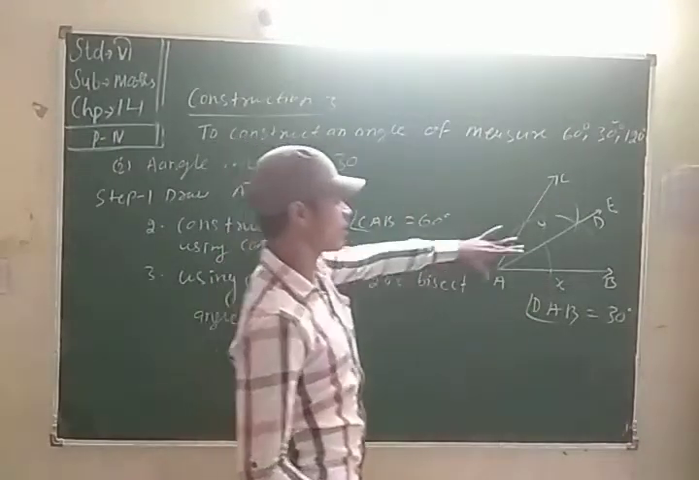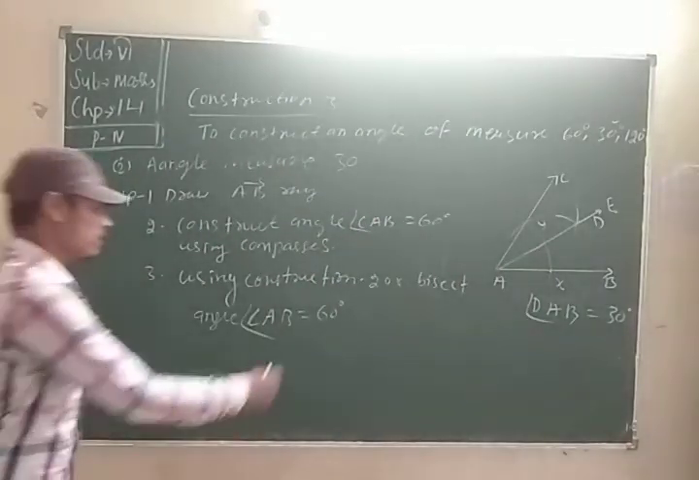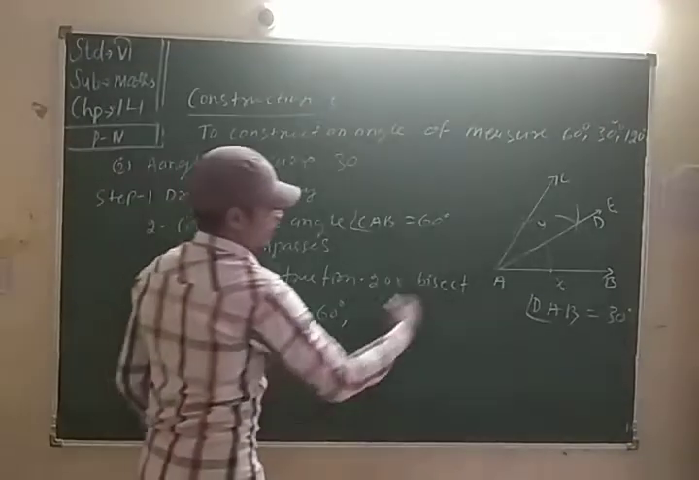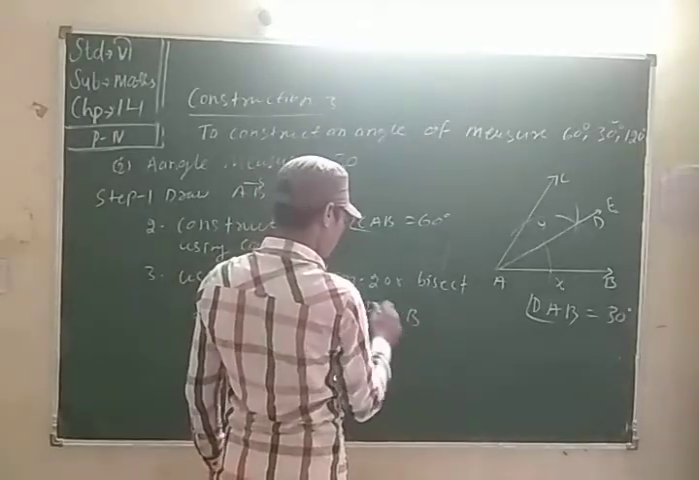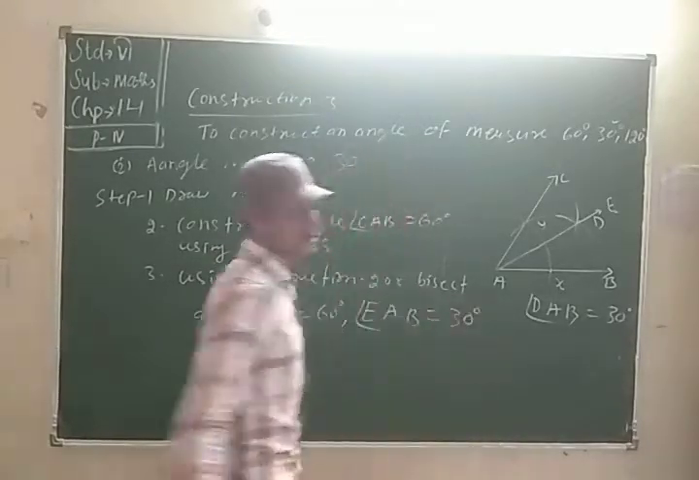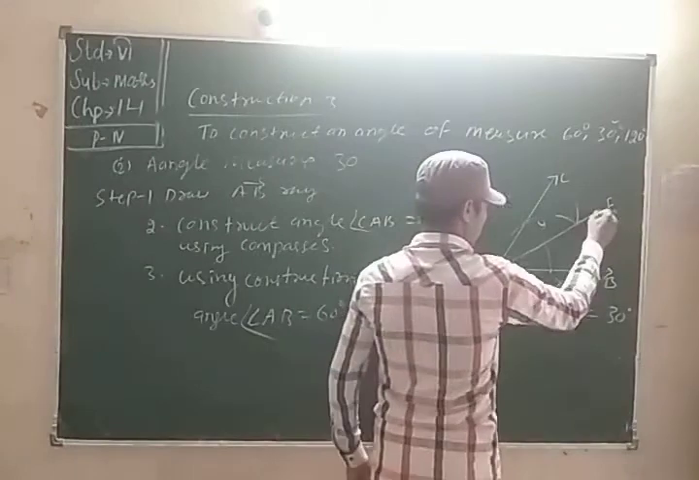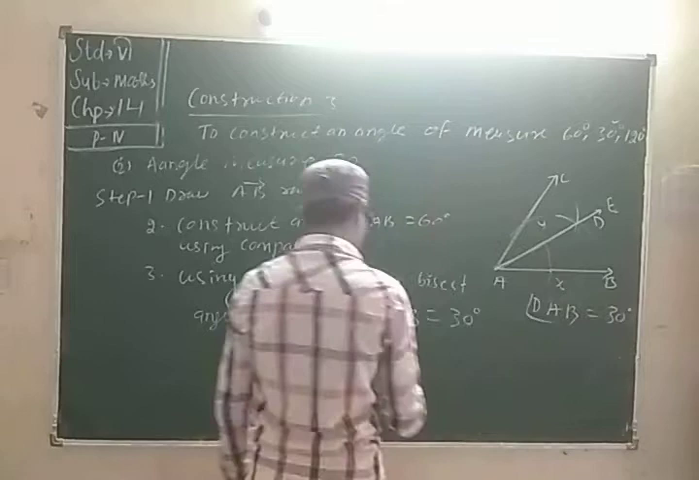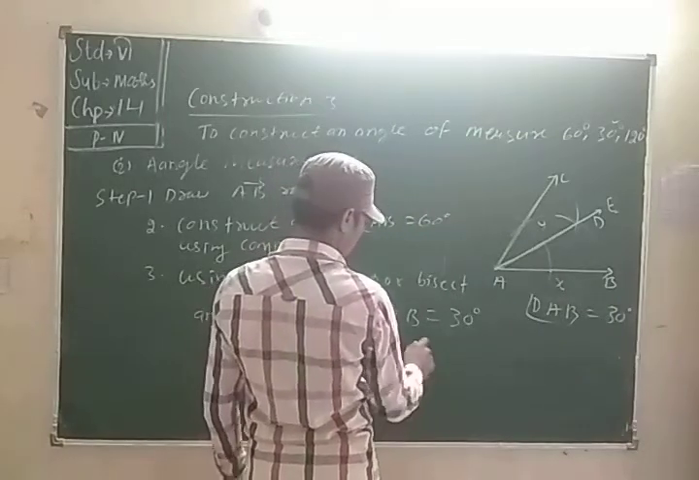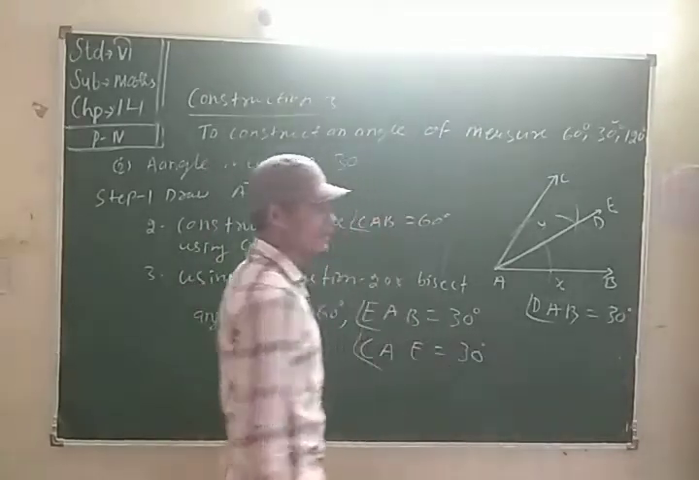AC and AB. Then we get AE. Then AE is the diagonal. So we can say it bisects the angle, and EAB equal to 30 degrees. Clear about it? This is the alternate construction of 30 degrees. Here EAB equals 30 degrees and CAE also equals 30 degrees. A bisector means it divides the angle into equal parts.